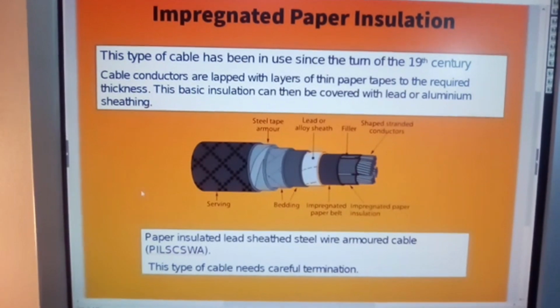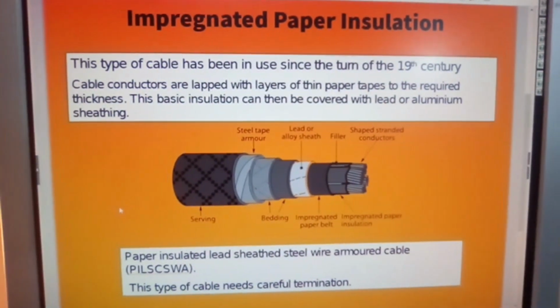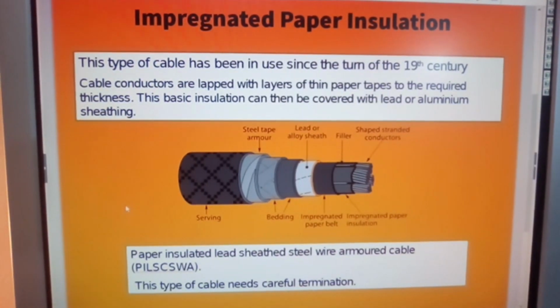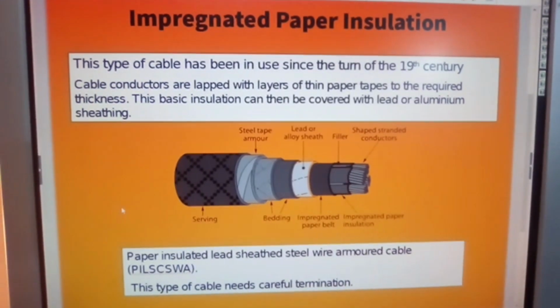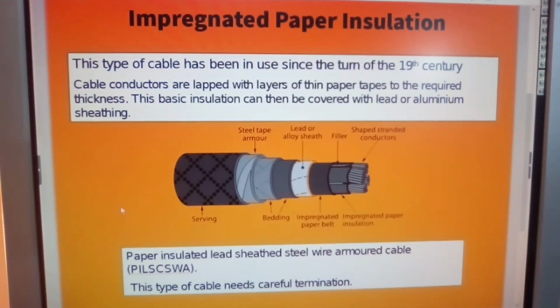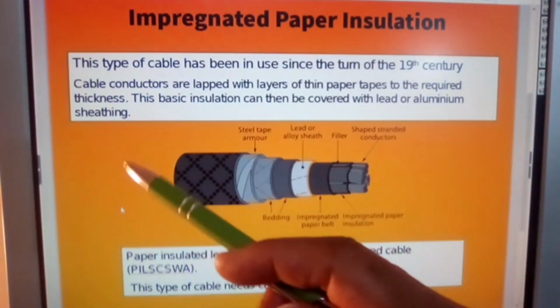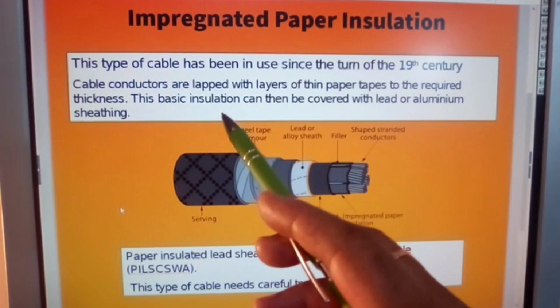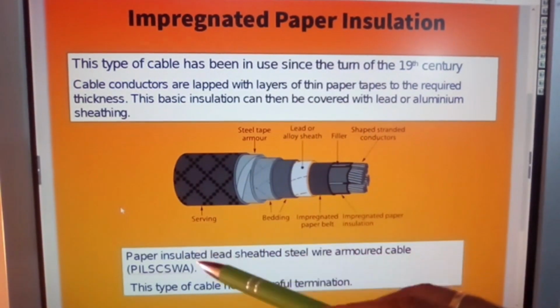Here we are, impregnated paper insulation. This type of cable has been in use since the turn of the century, the 19th. Cable conductors are lapped with layers of thin paper tapes to the required thickness. This basic insulation can then be covered with lead or aluminium sheathing.